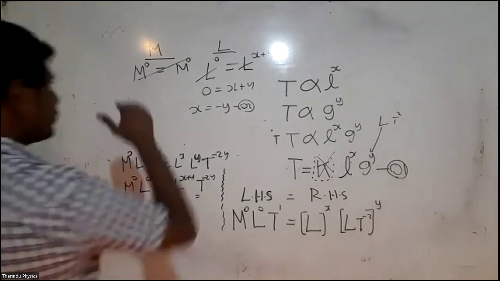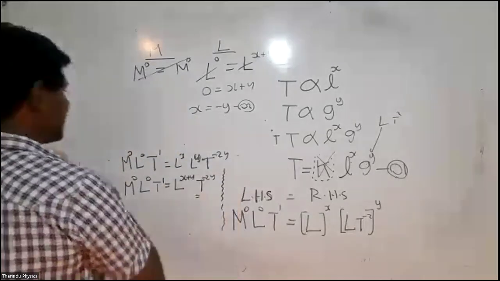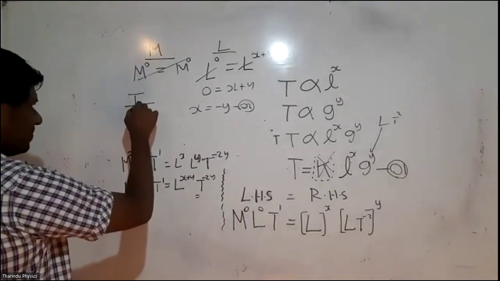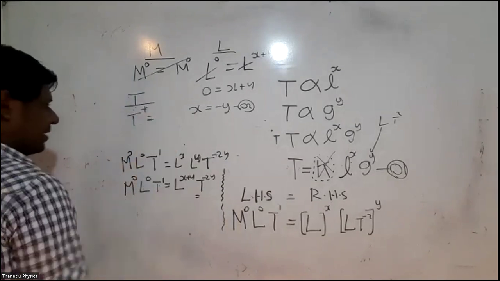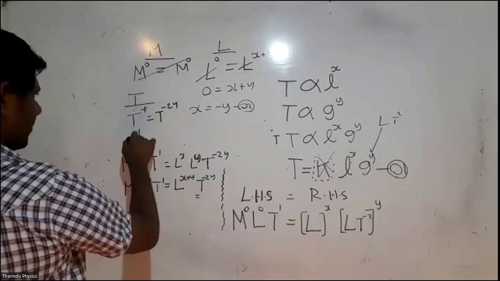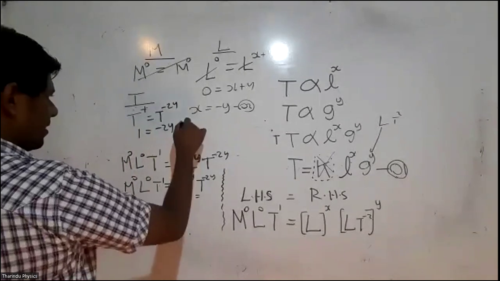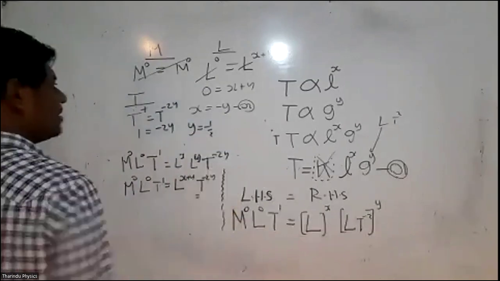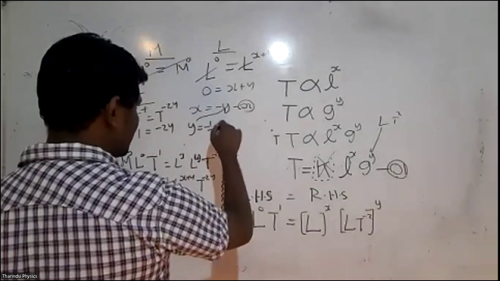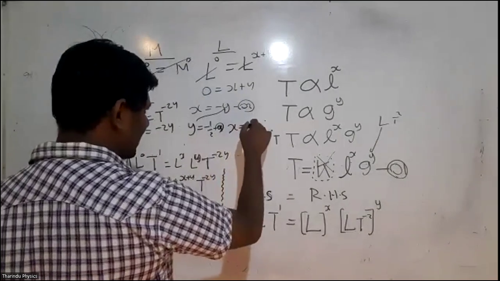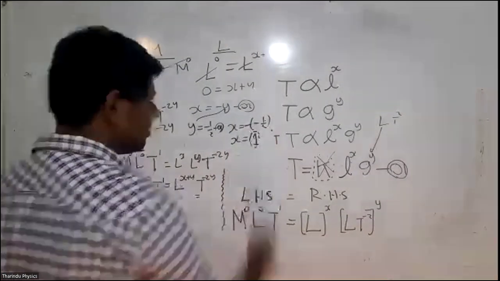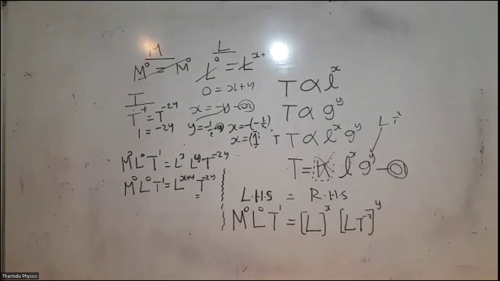Okay, now you are going to treat with what? T. Last one is T. In terms of T, in the left hand side, it is T to the power 1. Only 1. In the right hand side, it is minus 2y. So 1 equals minus 2y. Y equals minus half. So you can put this result here and get the result for x. X equals minus y, which is minus minus half. So x becomes half.